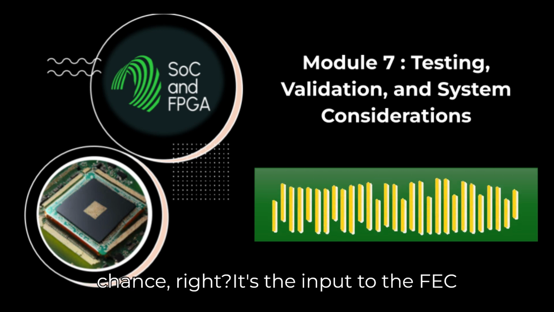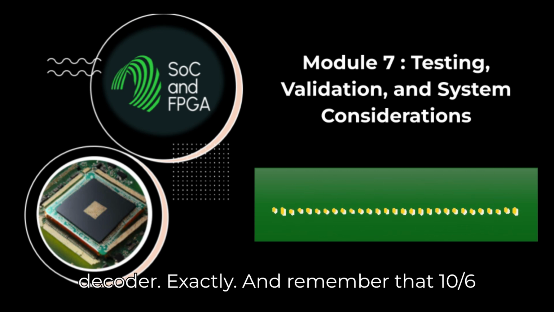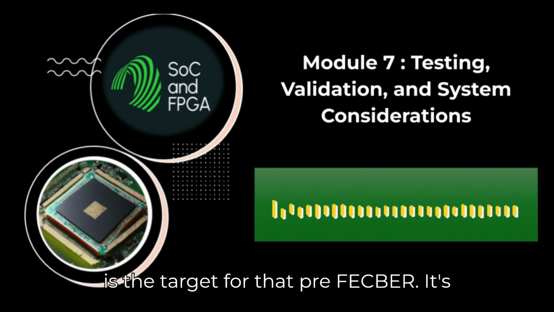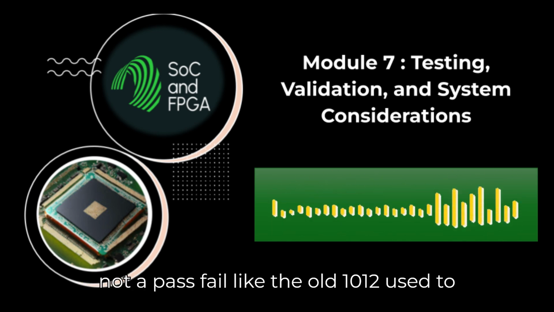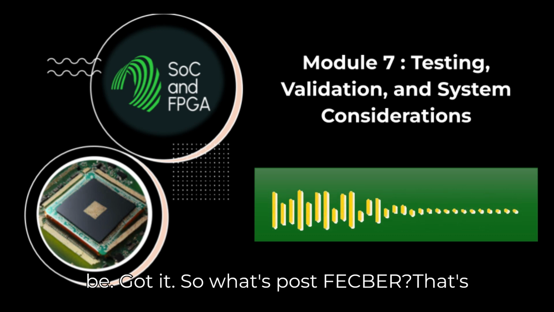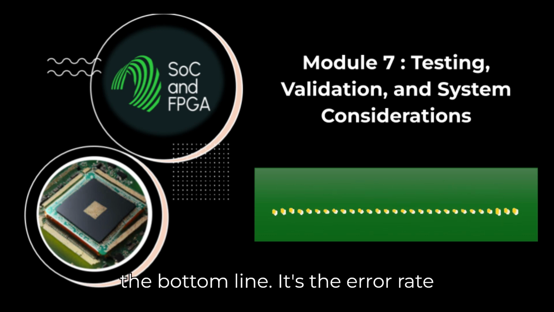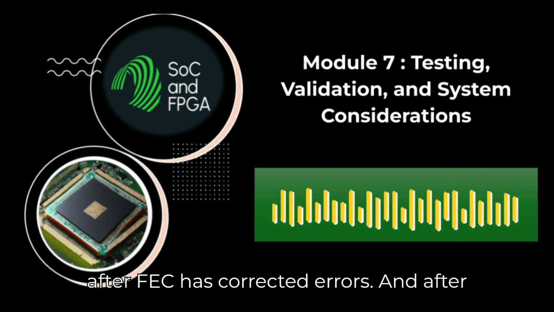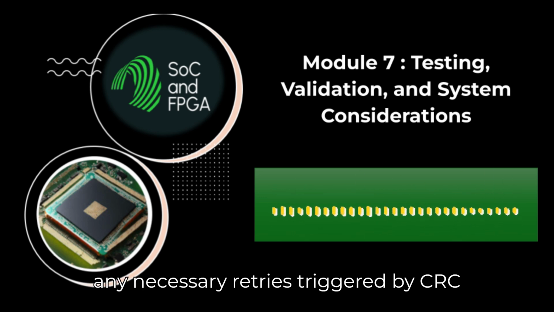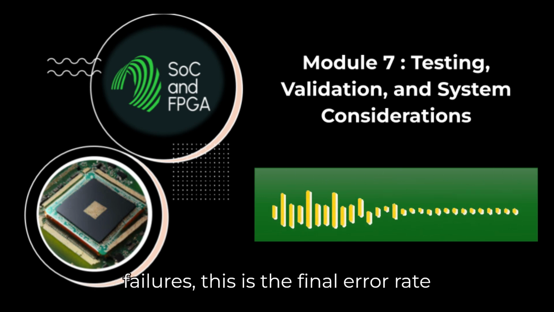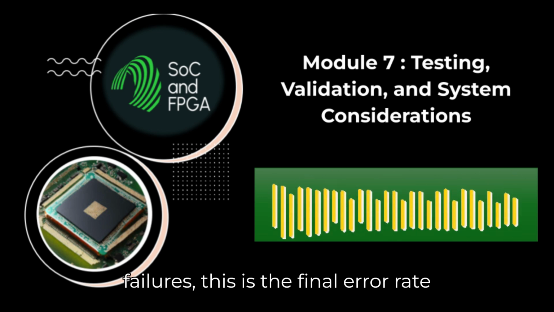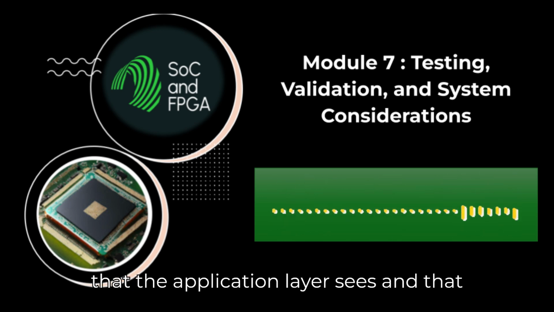Right. It's the input to the FEC decoder. Exactly. And remember that 10^-6 is the target for that pre-FEC BER. It's not a pass-fail like the old 10^-12 used to be. Got it. So what's post-FEC BER? That's the bottom line. It's the error rate after FEC has corrected errors and after any necessary retries triggered by CRC failures. Right. This is the final error rate that the application layer sees. And that needs to be?